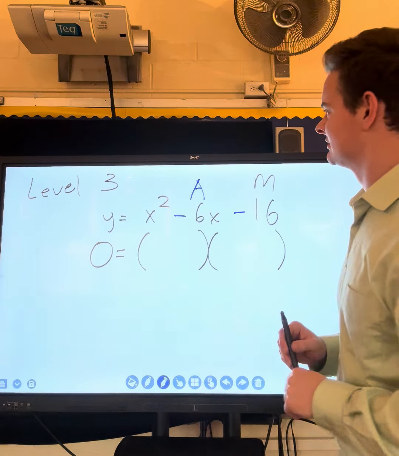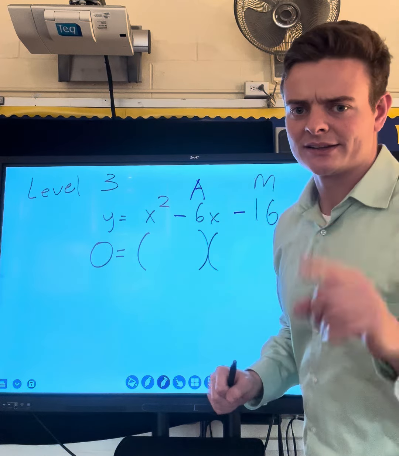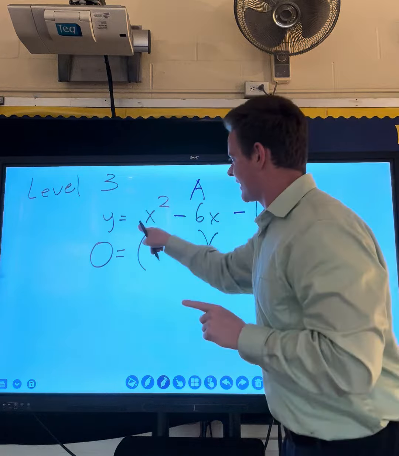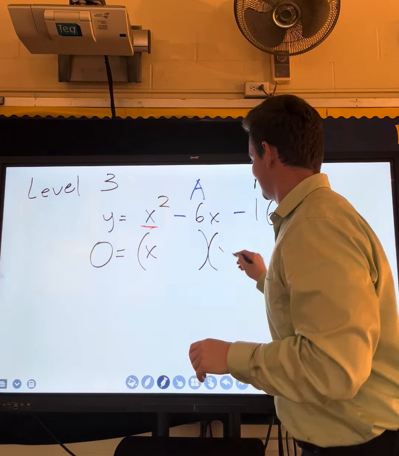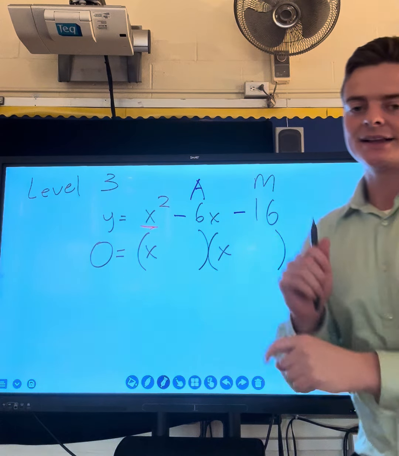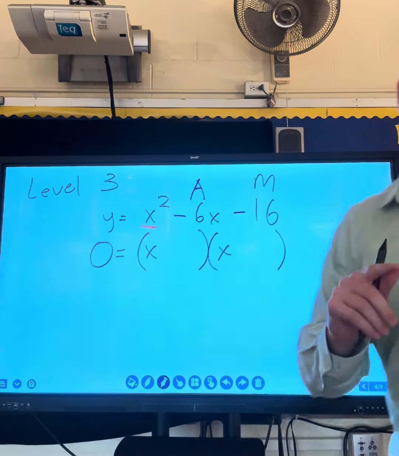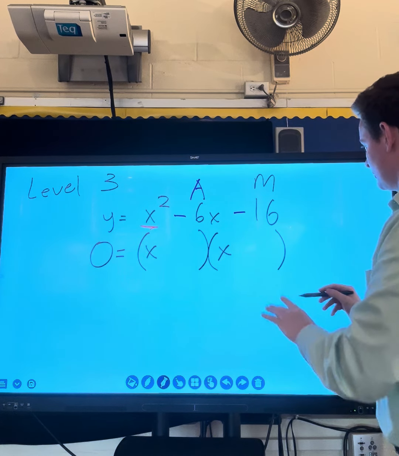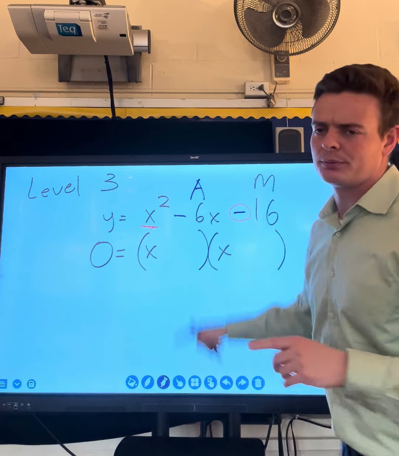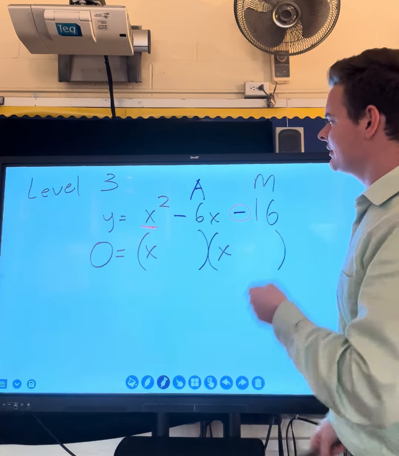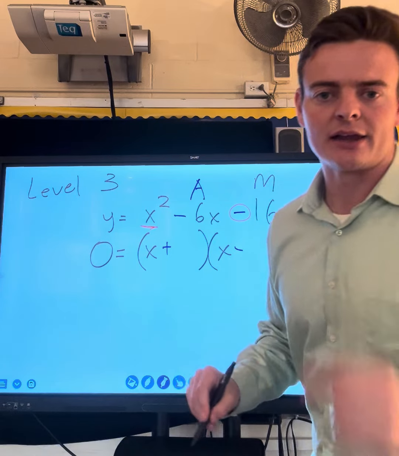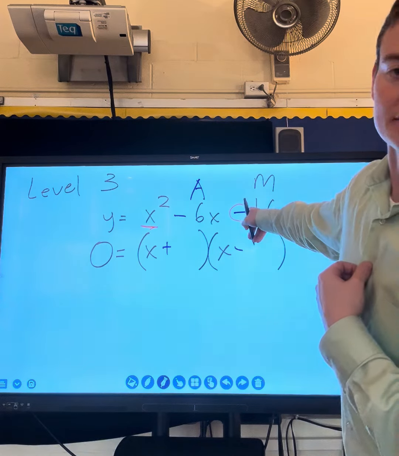Sorry, this is level 3 if I didn't say so. Right to level 3. In order to get to x squared, I'm going to be x and x. That's no big deal. I have to multiply to negative 16, add to a negative 6. So, off the jump, I'm thinking, how do I multiply to a negative number? In order to multiply to a negative number, I must have one positive and one negative. That's how I multiply to a negative number.